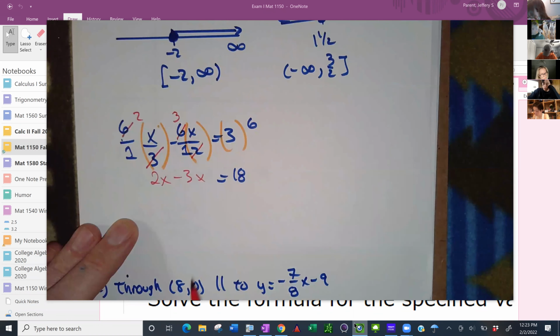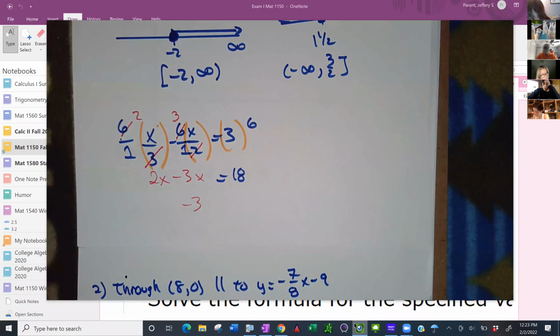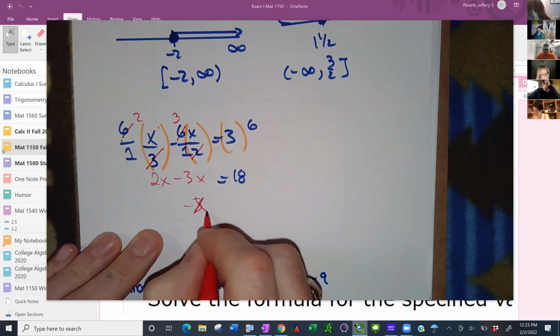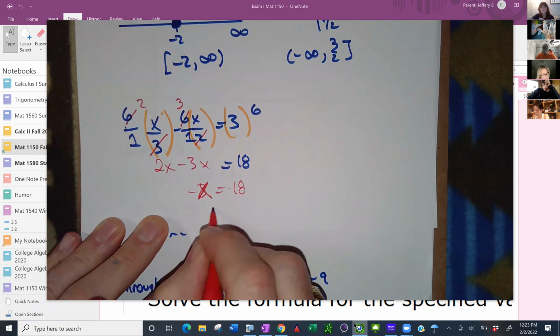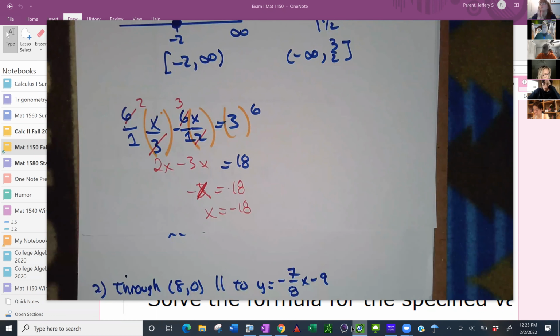So you end up with minus x. Yeah. Minus x equals 18. Divide both sides by -1, x equals -18. Beautiful. So again, some more practice with multiplying both sides and clearing out decimals or fractions.